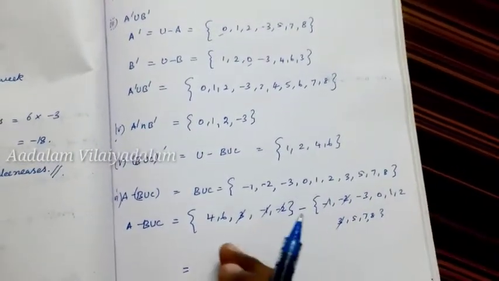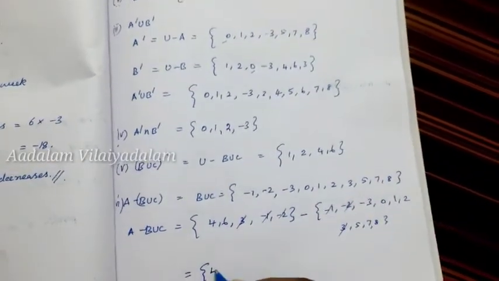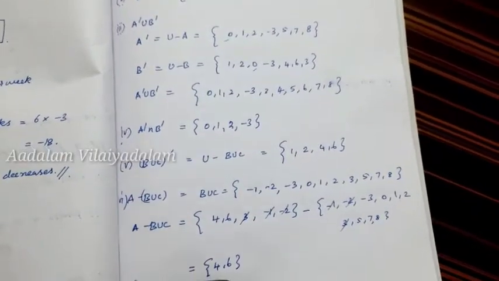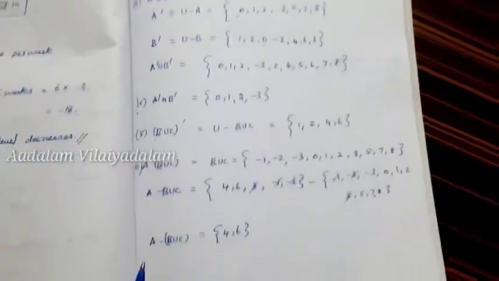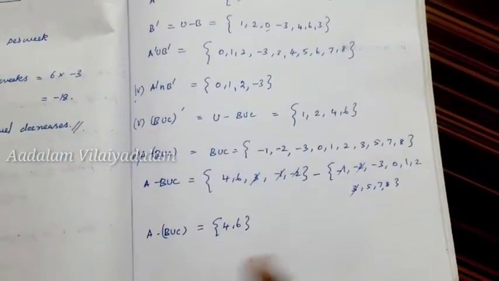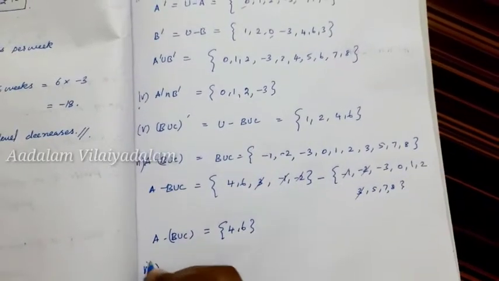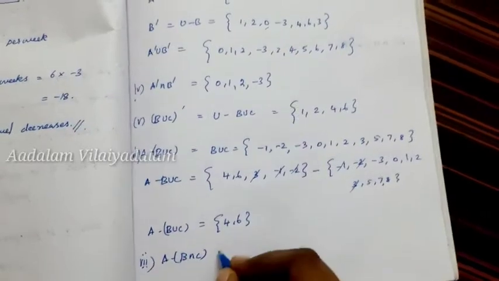Then we write the remaining elements of set A, that is 4, 6. So this is called A minus B union C. Next we need to write A minus B intersection C, the seventh one.